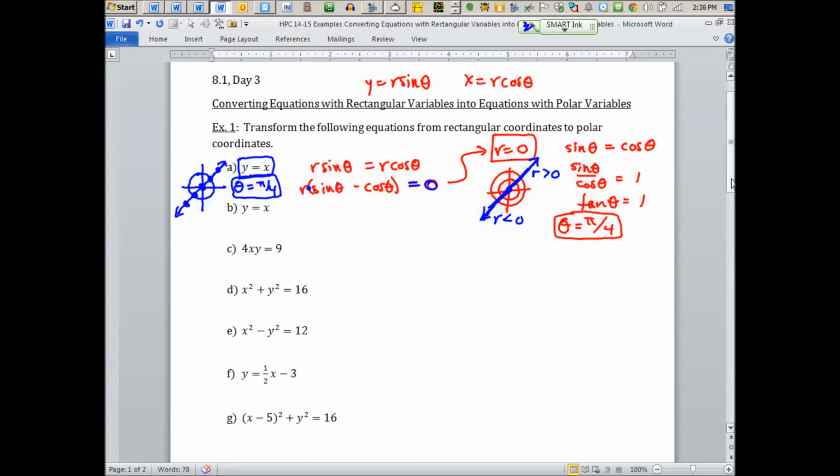Now this next one, there's a little typo here. This should have said y equals x squared. And so let's take a look at that one. On this problem, we would go ahead and do the same thing. This time we're going to have r sine theta equals, and now it says r cosine theta quantity squared.